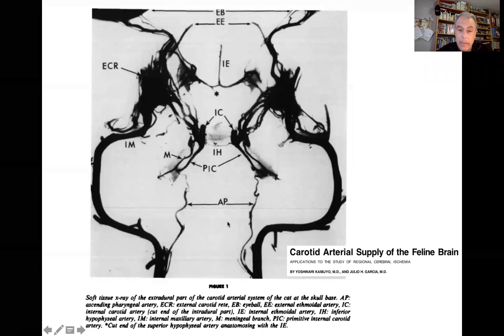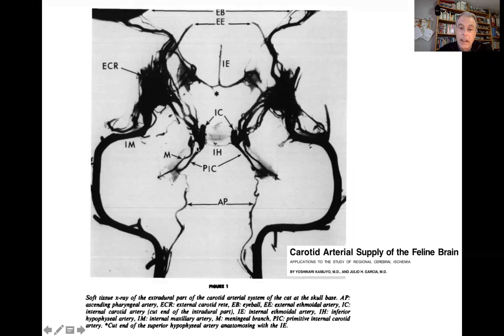Again, we go back to this paper, and what do we see? We see that the internal carotid artery is formed by arteries coming from the rete mirabile through the orbital fissure. It also receives from the middle meningeal artery and from the primitive internal carotid artery that has been formed by the ascending pharyngeal artery. The ascending pharyngeal artery is the one that takes blood from the common carotid artery inside the cranial cavity.